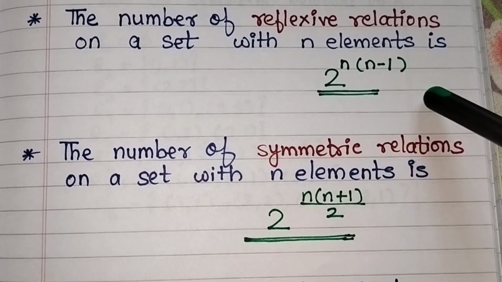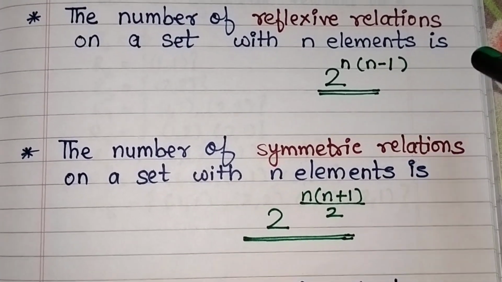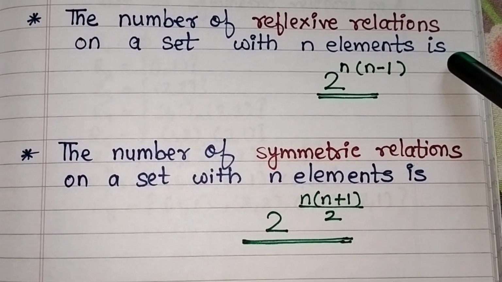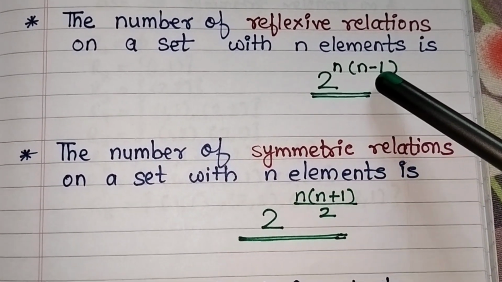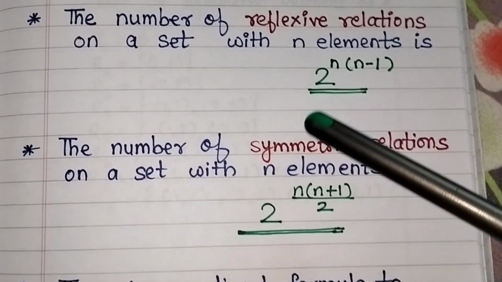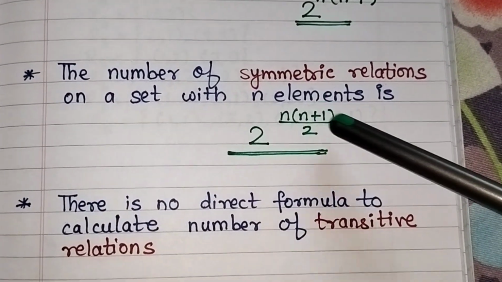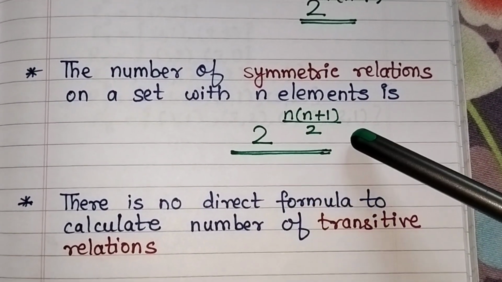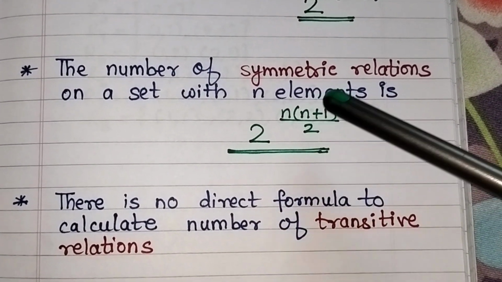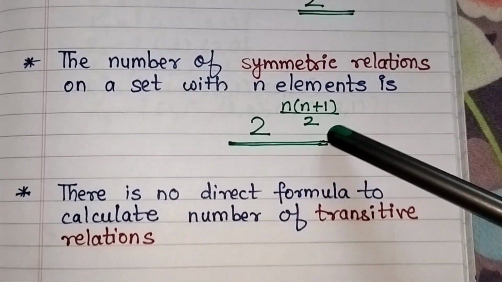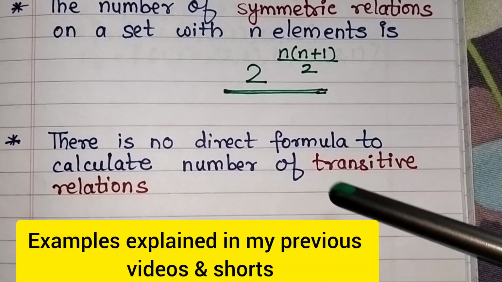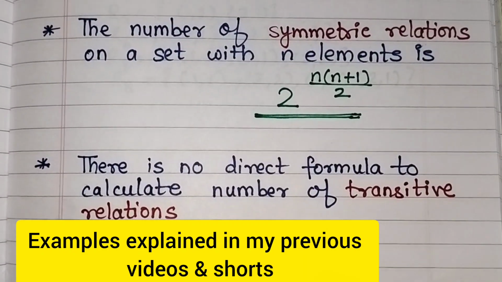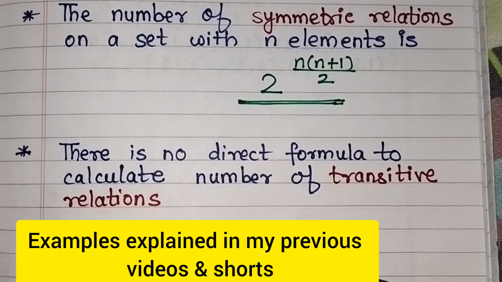Okay, now this is about reflexive, symmetric and transitive relations. If you have to find the number of reflexive relations on a set A with n elements, the formula is 2 raised to n(n minus 1). And if you have to find the number of symmetric relations on a set A with n elements, then you have 2 raised to n(n plus 1)/2. And you should know that there is no direct formula for calculating transitive relations. So you have to find the transitive relations by the method.